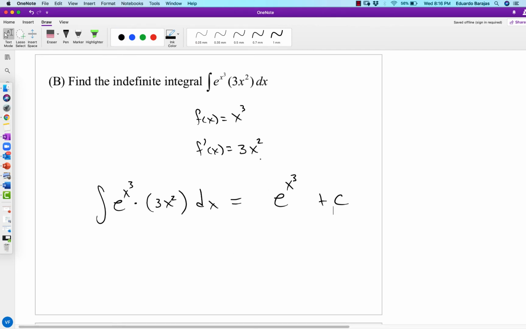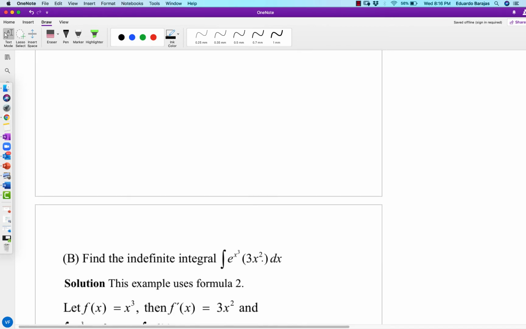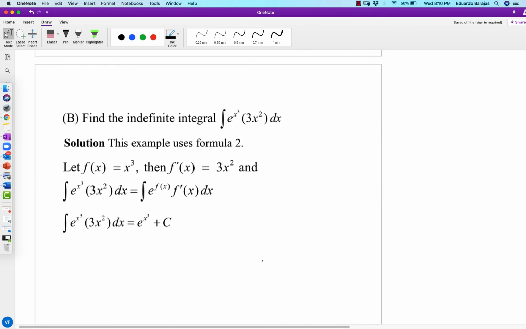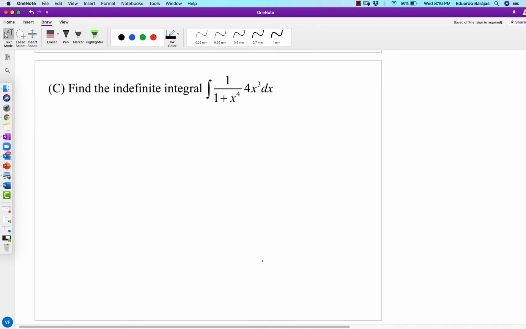Good. So if you take the derivative of this, you're going to get exactly that. Okay. What about this one? Again, if you notice that the derivative of this denominator is equal to 4x to the third power, then if we think about f of x equaling just the denominator, 1 plus x to the fourth power, then its derivative is equal to 4x to the third power, which is right there.